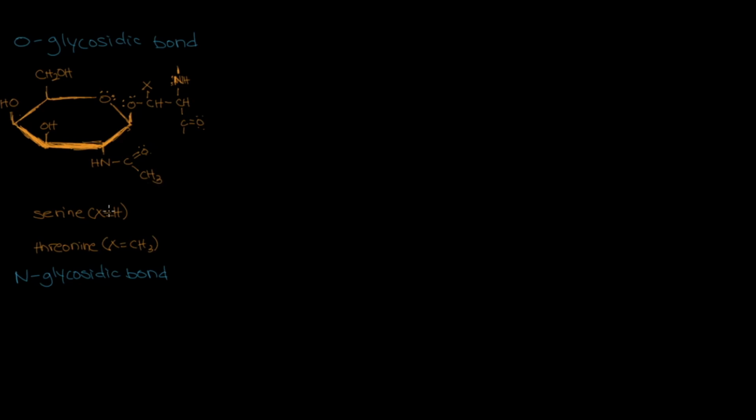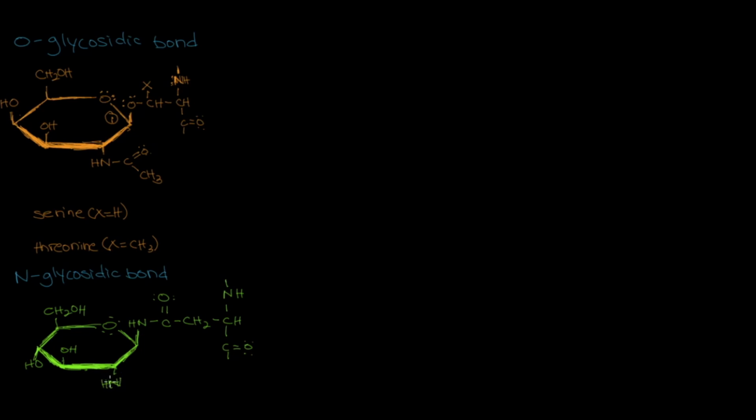So in the case of an O-glycosidic bond, the oxygen atom of the side chain in either the serine or threonine amino acid is covalently bonded to the first carbon of the carbohydrate, which is labeled right there. In the case of an N-glycosidic bond, the nitrogen atom of the side chain in the asparagine amino acid is covalently bonded to the first carbon of the carbohydrate labeled right here.